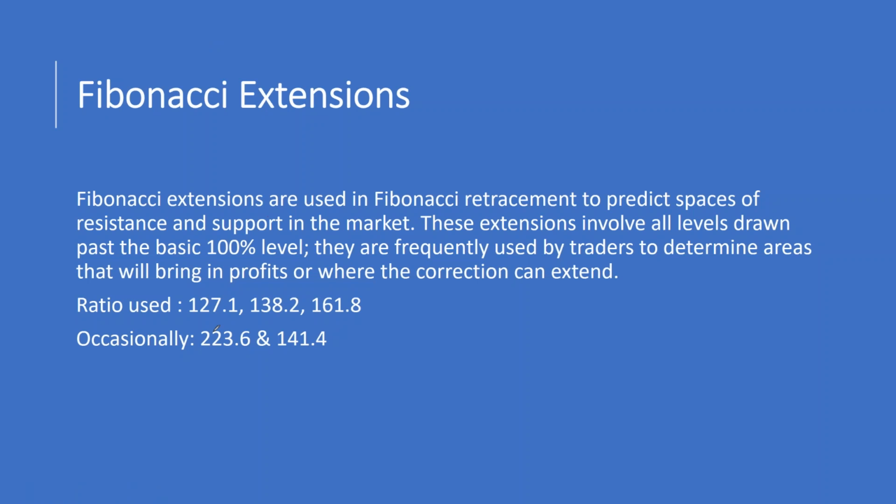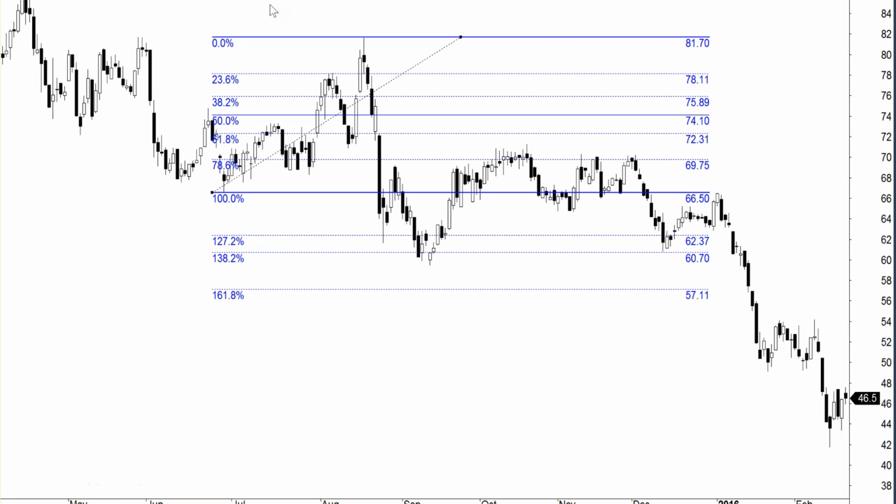For extension we use 121, 127.1, 138.2, 161.8 and occasionally 223.6 and 141.4. Again, this 141.4 is a very peculiar number that is very rarely used, but in Indian markets it works very well. So let us see what Fibonacci extensions are. So this is what I was talking about.